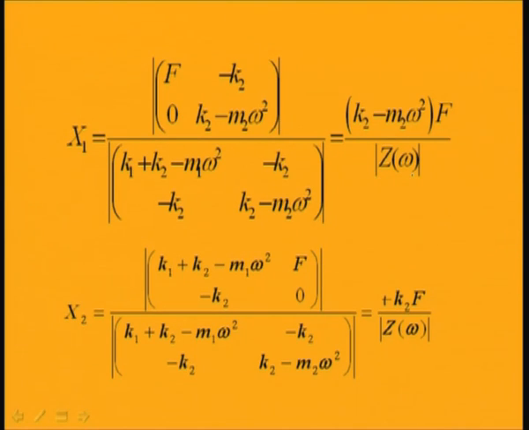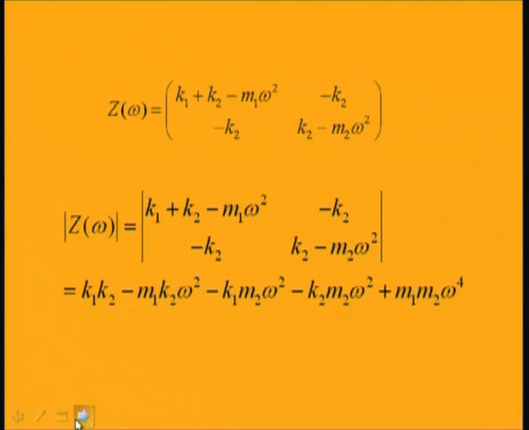Before that, let us find the determinant of z omega. So, this is the z omega matrix, and the determinant of z omega can be written in this form. This becomes k1 k2 minus omega square m1 k2 minus k1 m2 omega square minus k2 m2 omega square plus m1 m2 omega fourth. You may recall that this z omega matrix is the same as the A matrix you have taken for the free vibration analysis of a 2 degrees of freedom system.